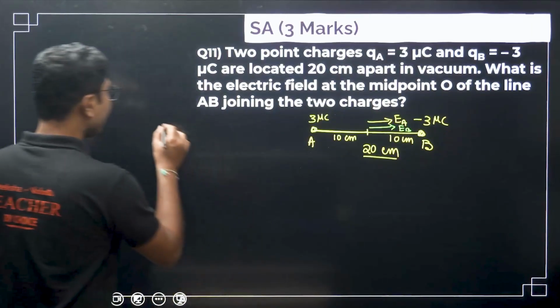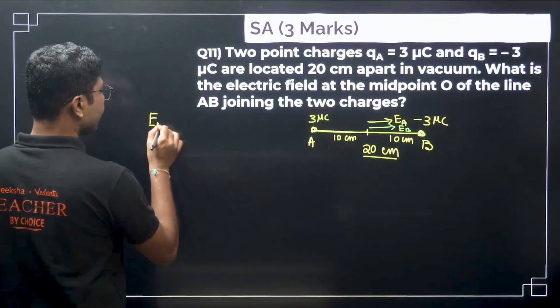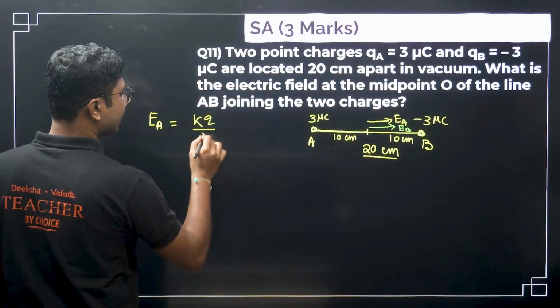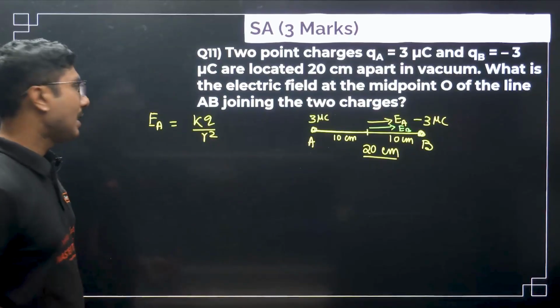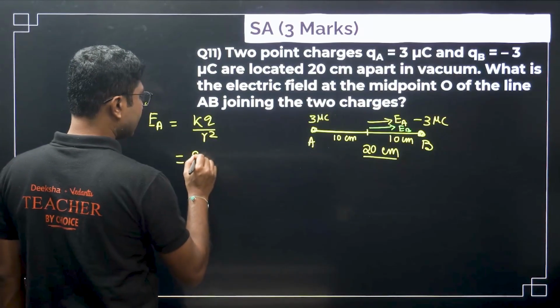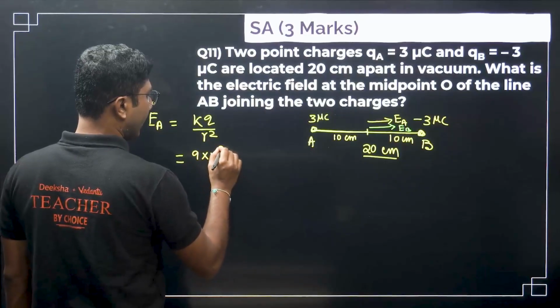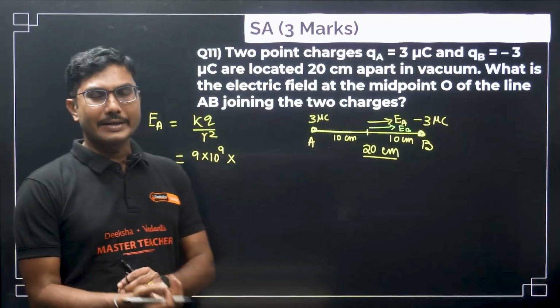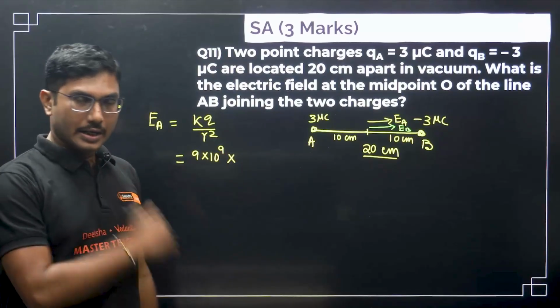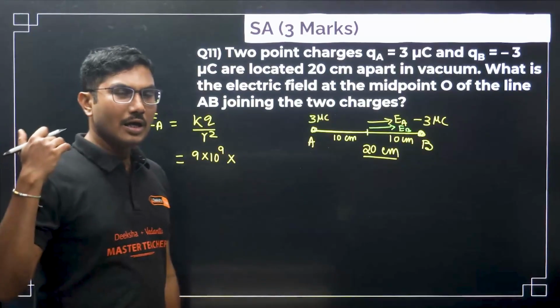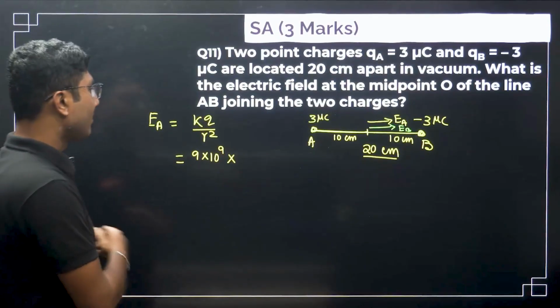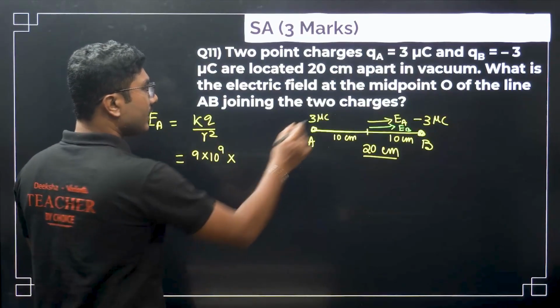So let us first find the electric field due to positive charge. What is the formula? K Q by R square. Simple formula. What is the value of K? K is 9 into 10 to the power of 9. Now you have to practice more. Numericals, practice more. Once you are done with this lecture, you can go and check the numericals given at the end of the exercise in the NCERT textbook, and practice them. Very important. Q is 3 microcoulomb.